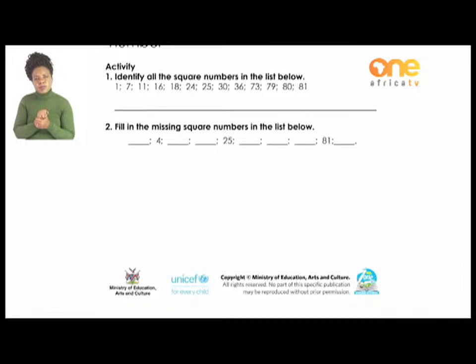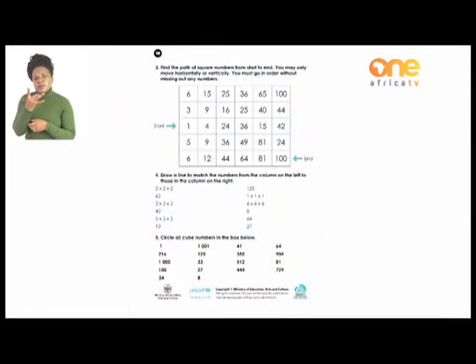We go to page 18 on our booklet with the third question, meaning to find the path of square numbers from the start to end. You may only move horizontally or vertically. You must go in order without missing out any number.